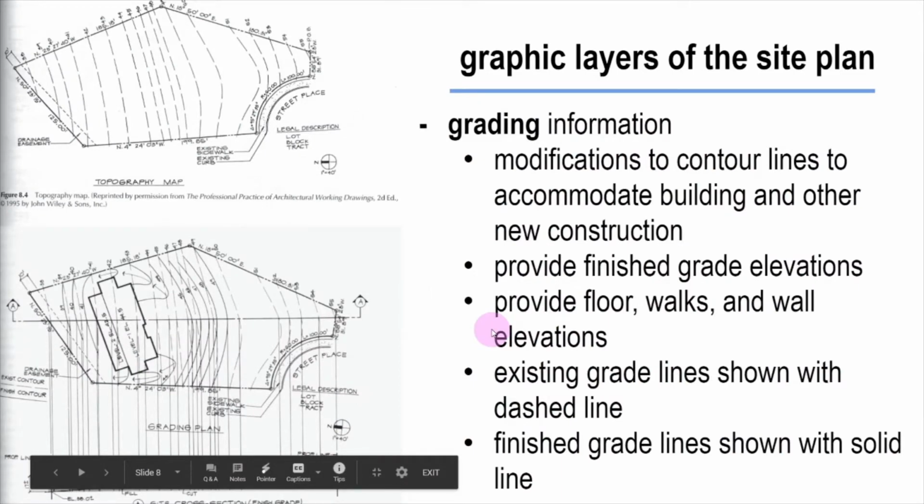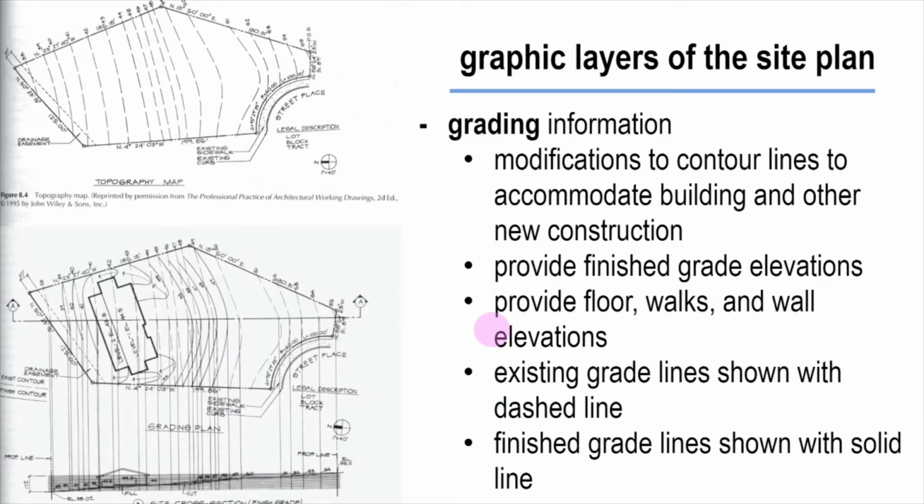And then we have our grading information, which is the proposed modifications to the site. And the number one reason why we grade things is to provide drainage. And it really is important for where your building is going to define how you grade your site.